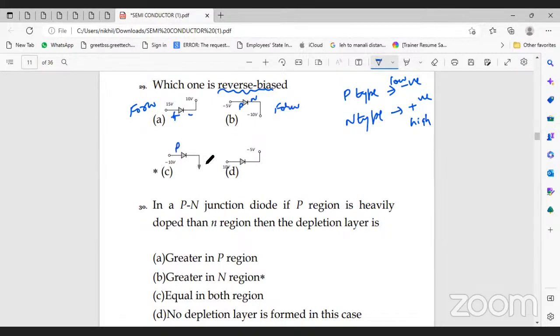P-type is connected to -10. N-type is connected to 0. 0 is more compared to -10. So negative is connected to higher voltage, which means this is a reverse bias. So option C is the right answer.